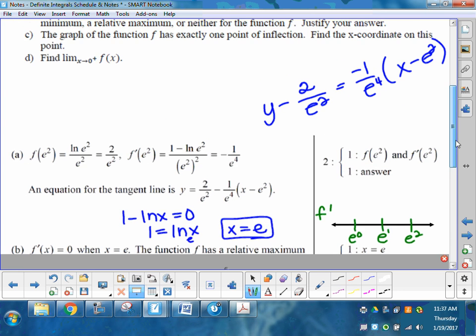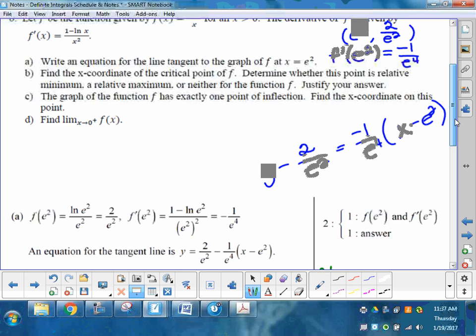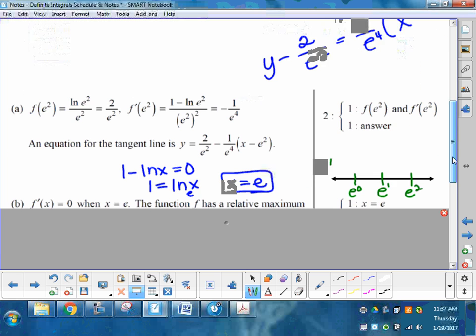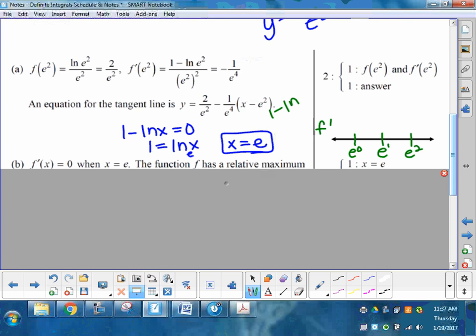When I plug e to the 0 into my derivative, where's my derivative equation? 1 minus natural log of x over x squared. You have that on your paper. Looking at that, what's e to the 0's value? 1, so it's not going to be 0. And this would be 1 minus, what's the natural log of e to the 0 going to give you? 0. 1 minus 0 is 1, all over 1. So that's going to be a positive value.